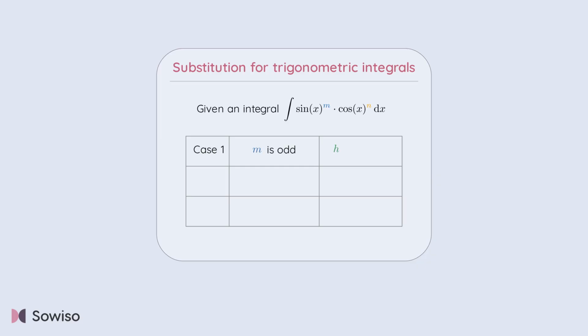If m is odd, we can use the substitution h of x is cosine of x. If n is odd, we can use the substitution h of x is sine of x. If n and m are even, we can use the substitution h of x is 2 times x. Notice that if m and n are both odd, we can choose either h of x equals cosine of x or h of x equals sine of x.